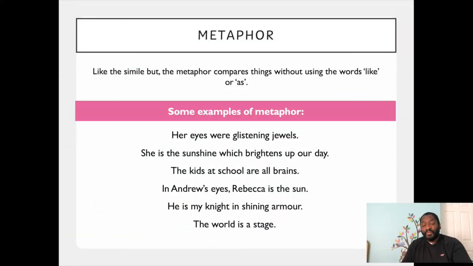Metaphors. Much like similes, metaphors are used to compare a description of an object or a subject to something else. The difference here being that we don't use the word as or like. Metaphors are used in poetry to create an image of judgment or a comparison in the mind of a reader. An example of a metaphor might be, her eyes were glistening jewels. So here we didn't say glistened like jewels, we simply said glistening jewels.